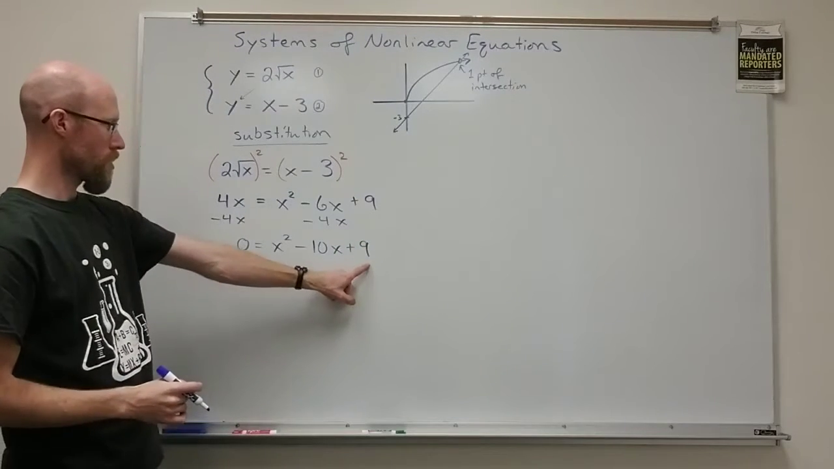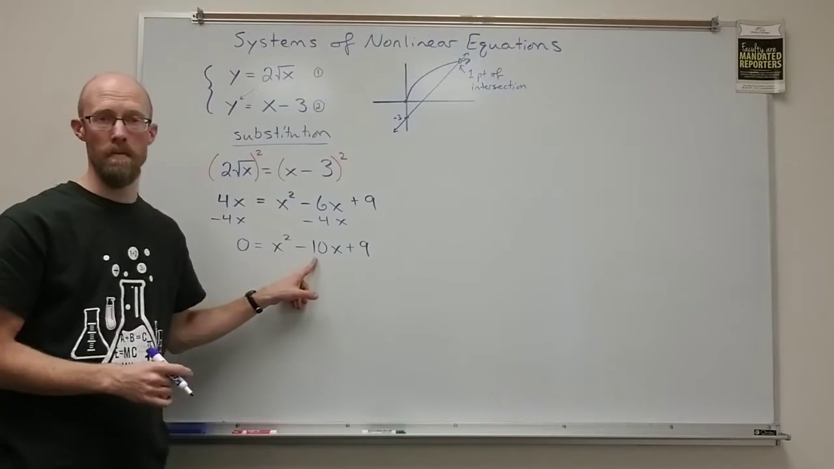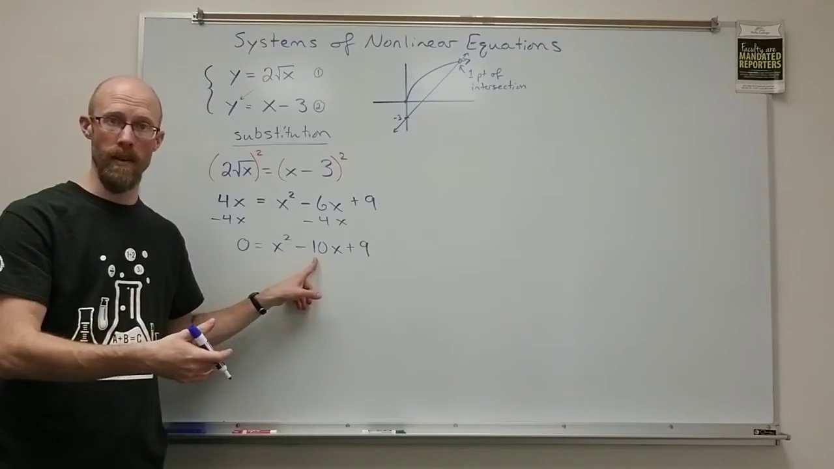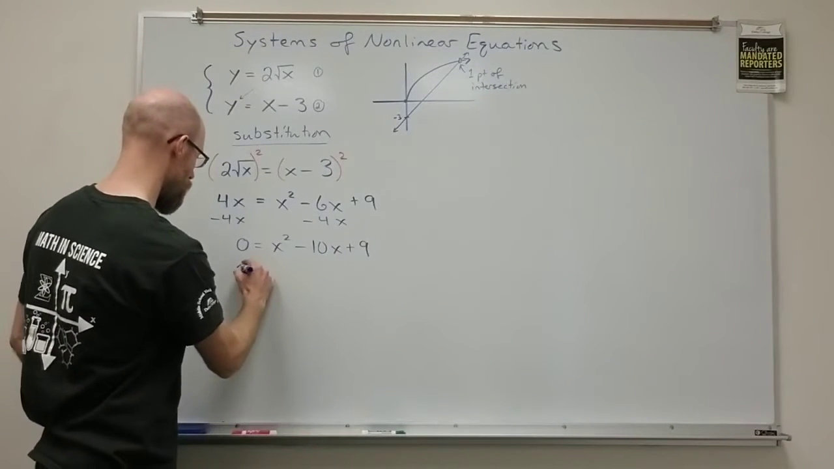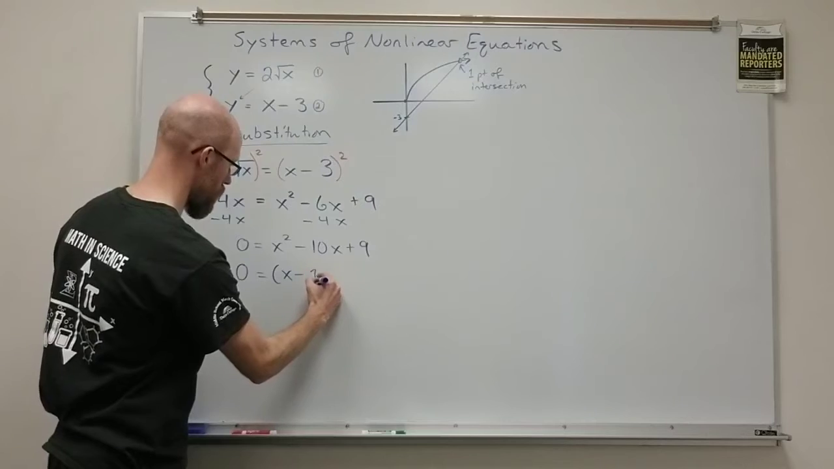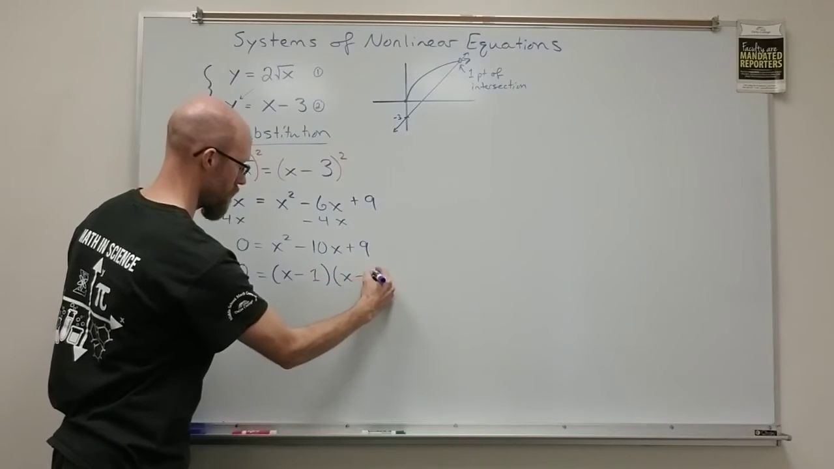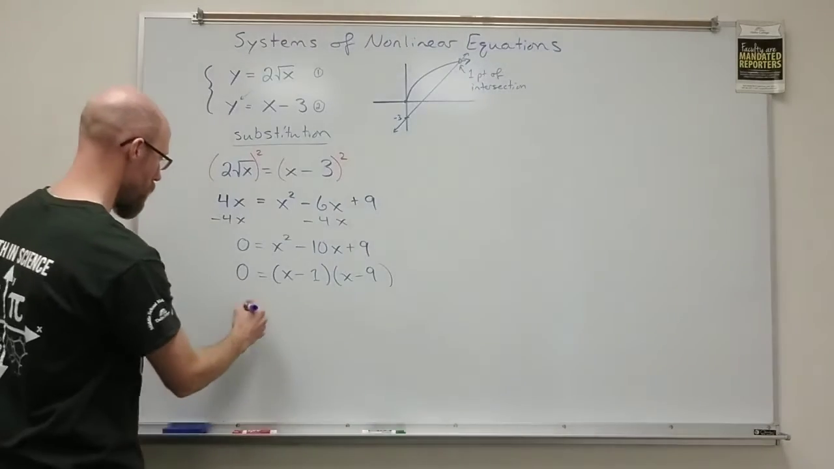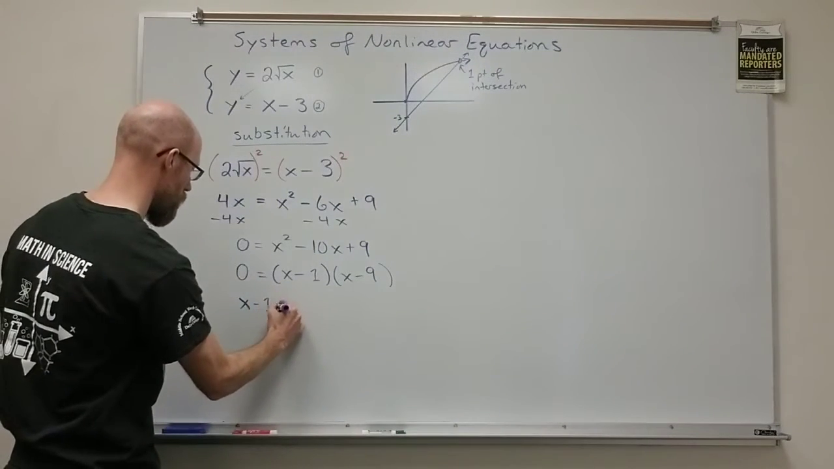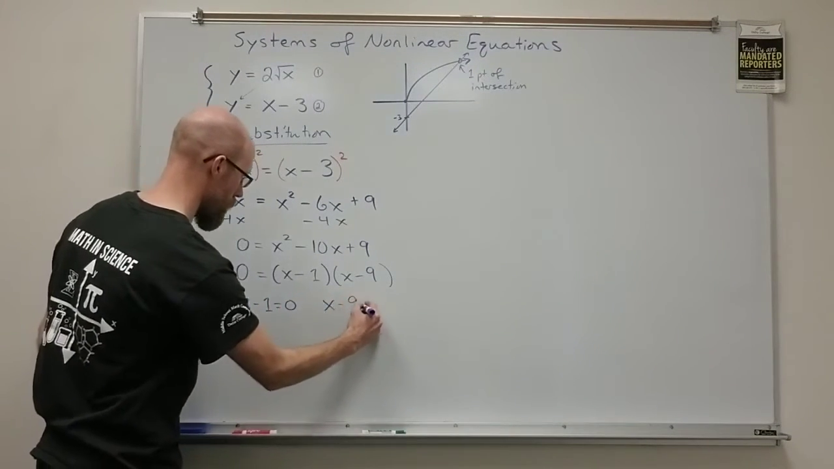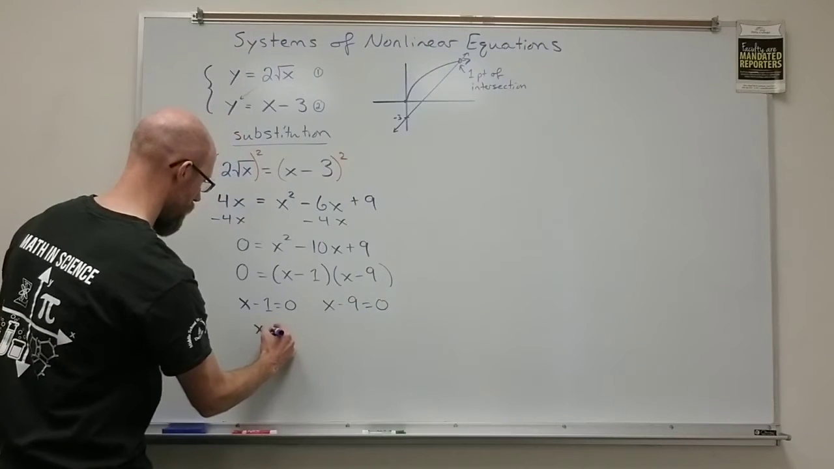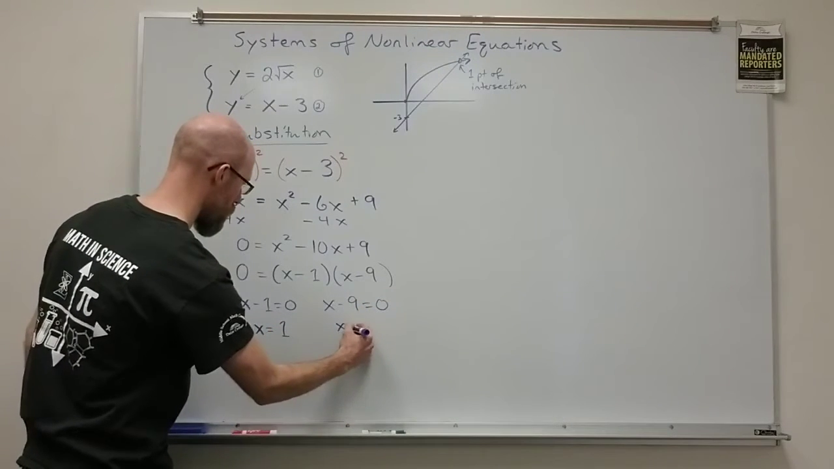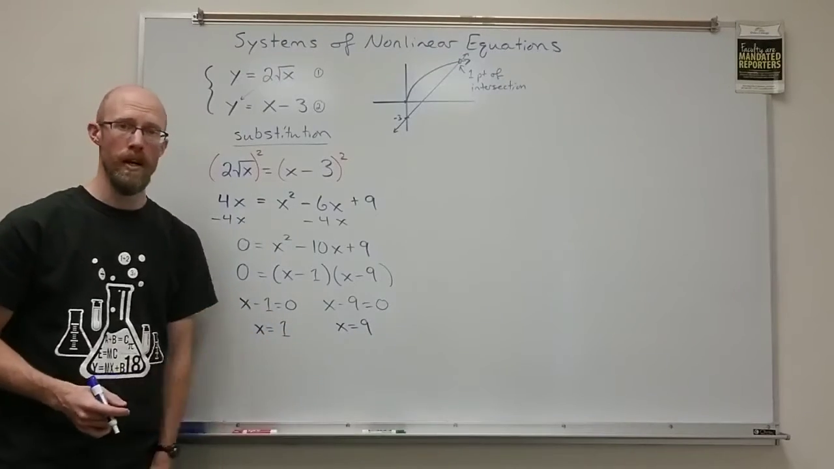Now in this one, I notice that 9 has factors that add up to -10, namely -1 and -9. And so this one is going to factor into (x minus 1)(x minus 9). And when I set each factor equal to 0, x minus 1 equals 0, x minus 9 equals 0, which makes x equal 1 and x equal 9. Gives me 2 possible solutions.